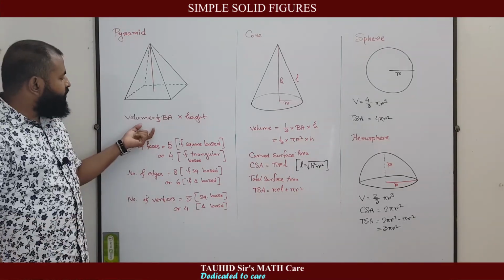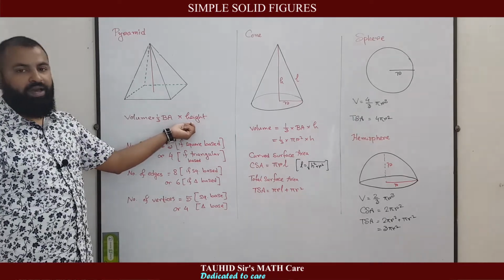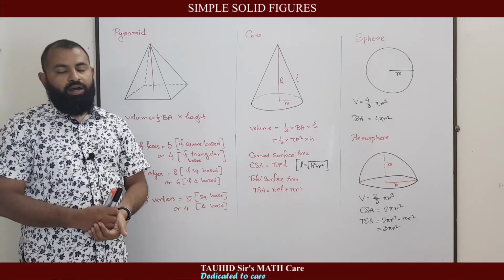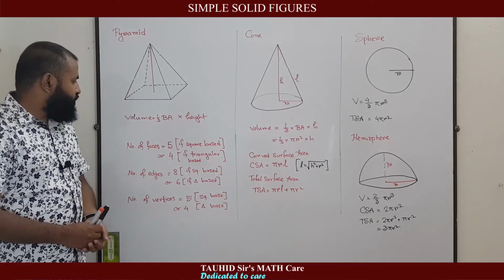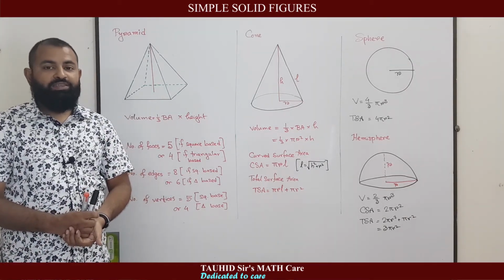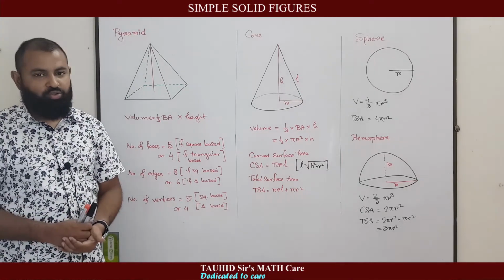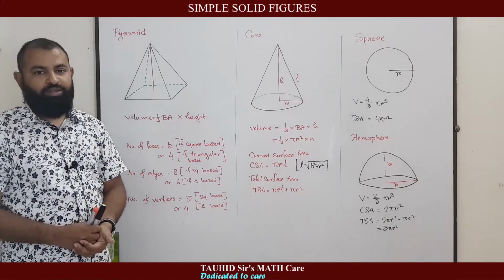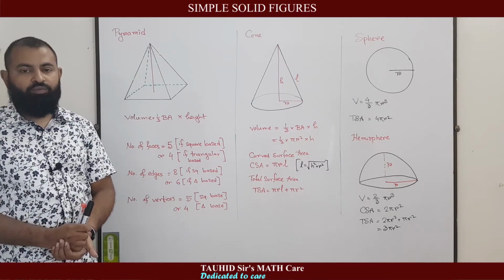Pyramid. The volume of a pyramid is 1/3 base area multiplied by height. The base area of a pyramid can be in a square shape or in triangular shape. So the base area will be calculated on the basis of its shape. If it's a square shape, base area will be a square, and if the base area will be in triangular shape, the area will be calculated by using the formula of area of a triangle.